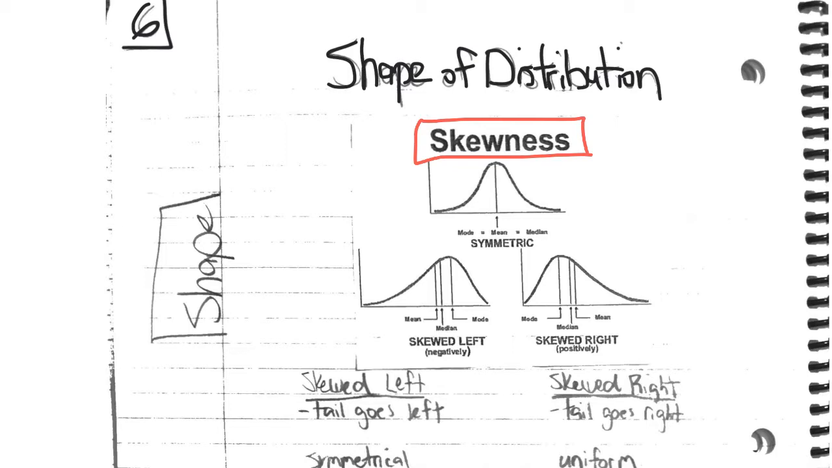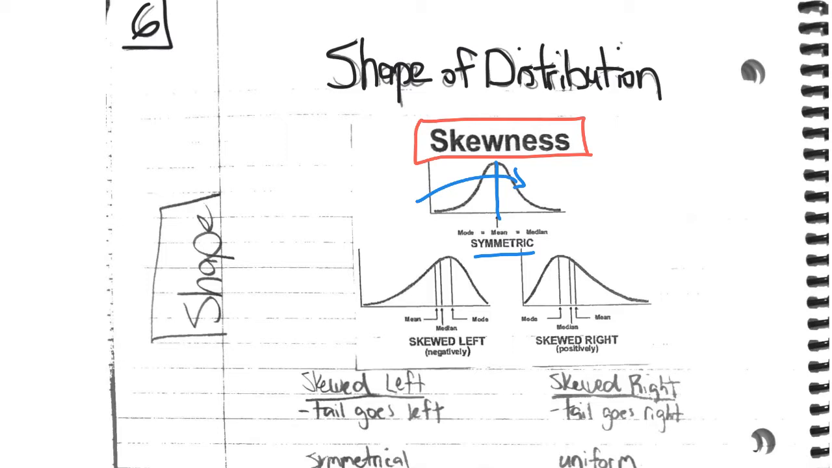So for instance, if you're looking at these three pictures over here, the first one that we have is symmetric. Symmetric, if you folded it in half, each side would be identical. So if I took this and I folded it right down the middle and I folded this side over here, both sides are the same. So they would kind of lay on top of each other nice and perfect. That is symmetrical.